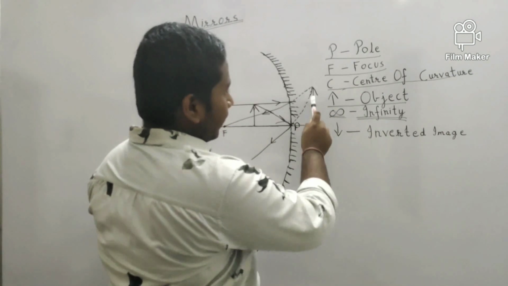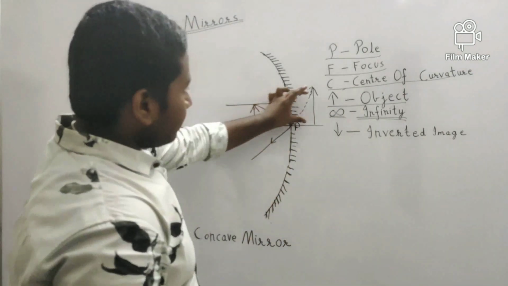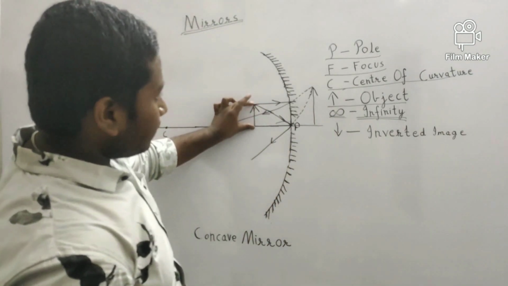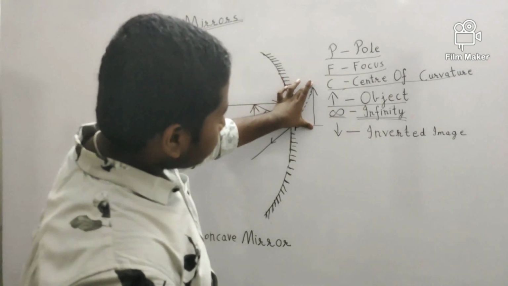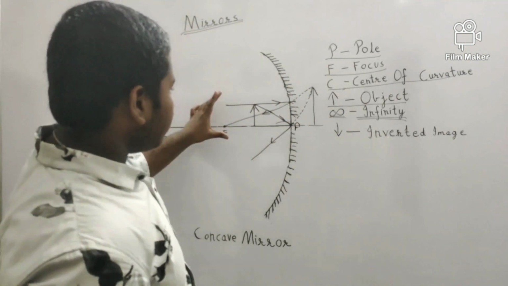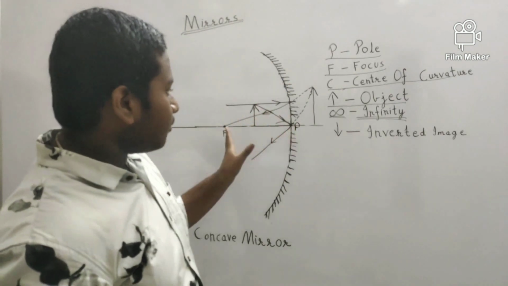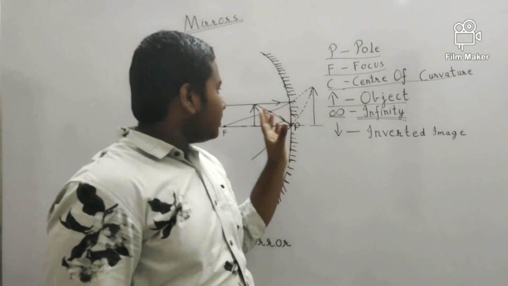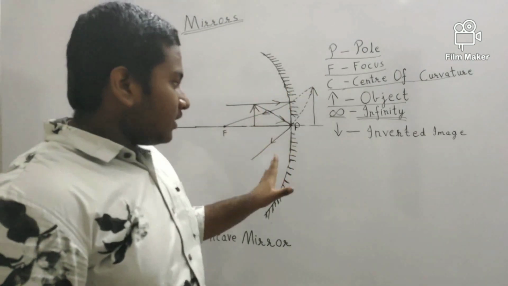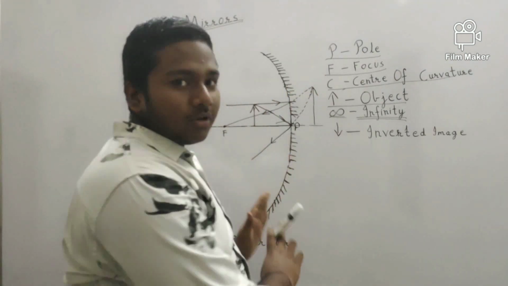So we will get an enlarged image. You can see the object is this size and the image formed is big. So therefore we will find an enlarged image here. So in between focus and pole, we will get an enlarged image. And this is the last case of the concave mirror.